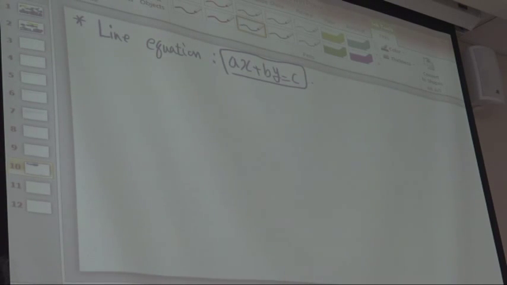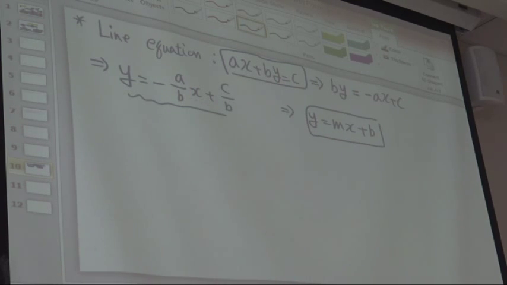And from this, when you want to change the form, basically solve for y, then move this ax part to the right hand side, then we have by equals negative ax plus c, then divide by b on both sides, then we have y equals negative a over b x plus c over b. So this form, the more general form, we say that y equals mx plus b, which is almost the same as this. So here the m is negative a over b, and the b is basically c over b.